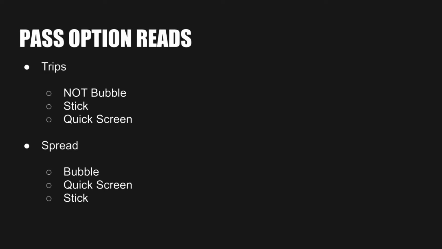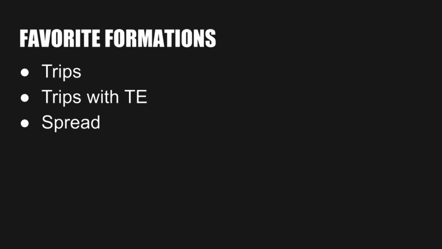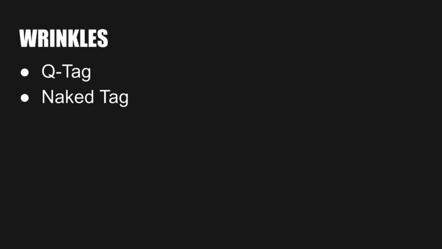So we'll go through those out of trips. We use a couple of different things that we'll go through. Then I'll show it to you out of a spread set and what the receiver's responsibilities are and how the quarterback determines pre-snap where he's going with the football. And then I'll go through all of our favorite formations that we run this out of. And then we'll talk about the specialties that we have off of this.